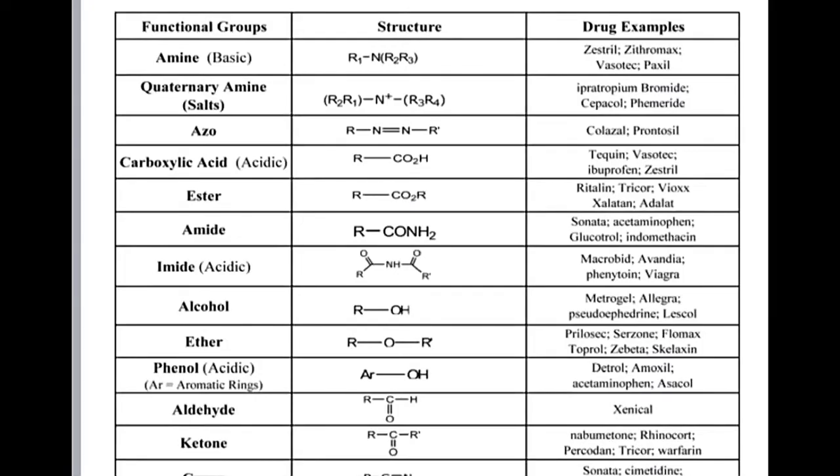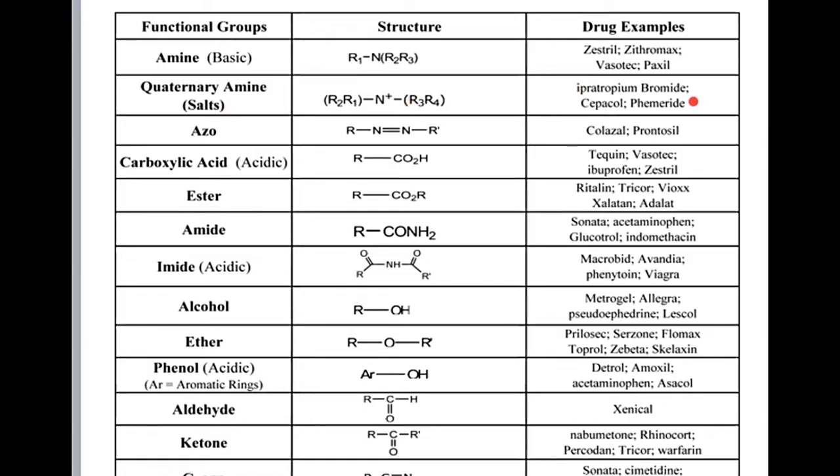In our second lecture, we will discuss function group examples. Here, if we look, we will find function groups like the amine basic group, which contains N, R double R, or NH2. That is an amine, but here is a tertiary amine like Zystril, Zystromax, Vasotic, Baxil. Quaternary amine is a salt because it is ionized.